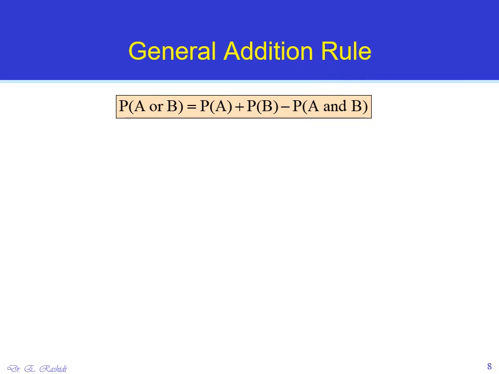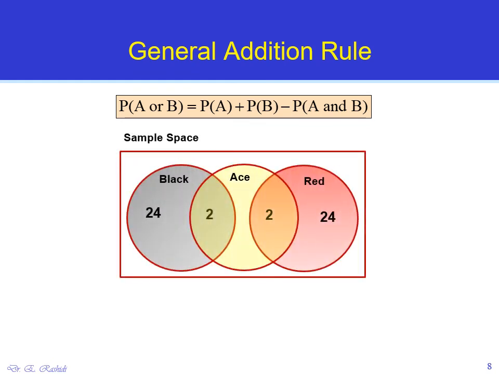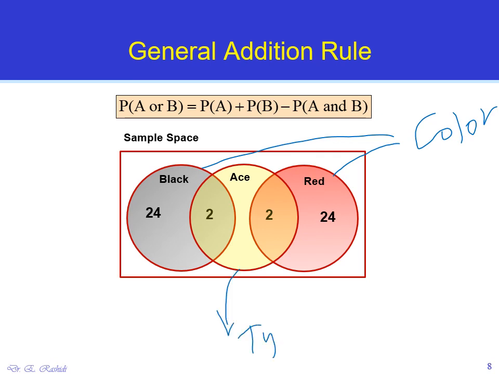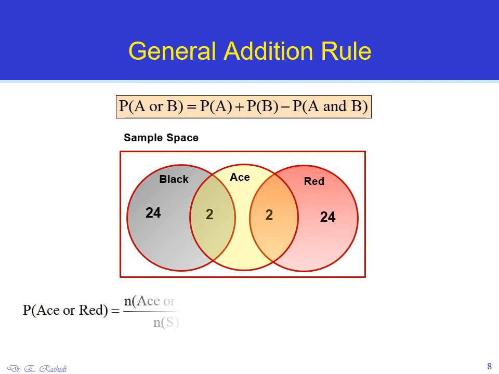Let's see an example. Suppose we want to find the probability of getting an ace or a red card. So here we have the example of drawing a card from a deck of cards. We have two variables here. We have the color, which we can have black and red, and the type of card, which here we only have the ace. Okay, so let's find the probability of getting an ace card or a red card.